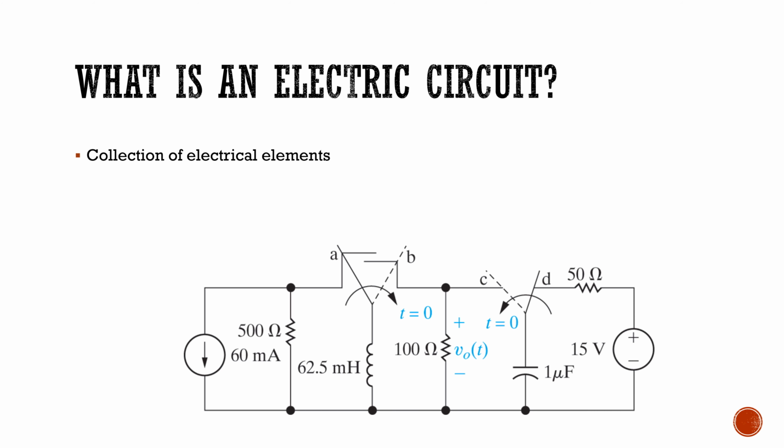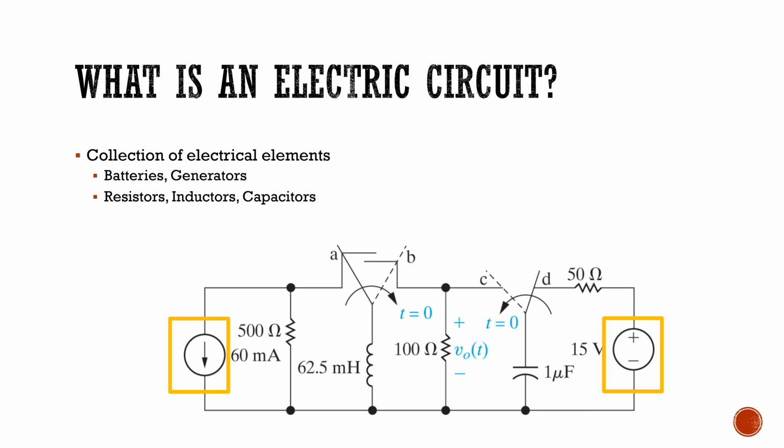An electric circuit is a collection of electrical elements which are interconnected in a specific way. Elements that we will be studying include power sources, such as batteries and generators, and passive elements, such as resistors, inductors, and capacitors. In this circuit, we have several circuit elements. We have two sources, a current source on the left and a voltage source on the right. We also have three resistors, an inductor, and a capacitor.